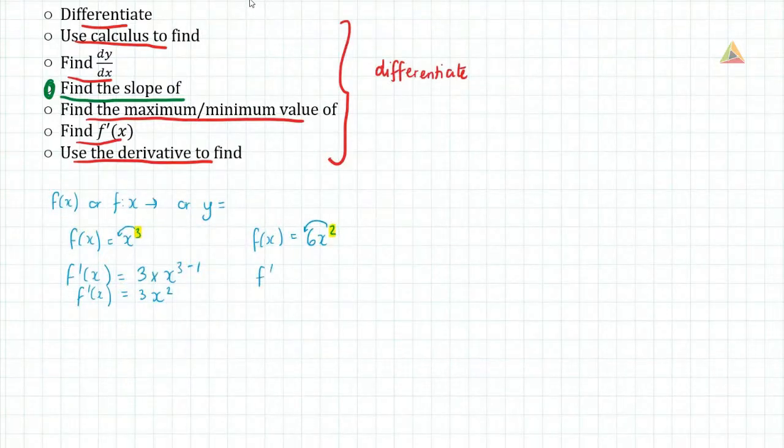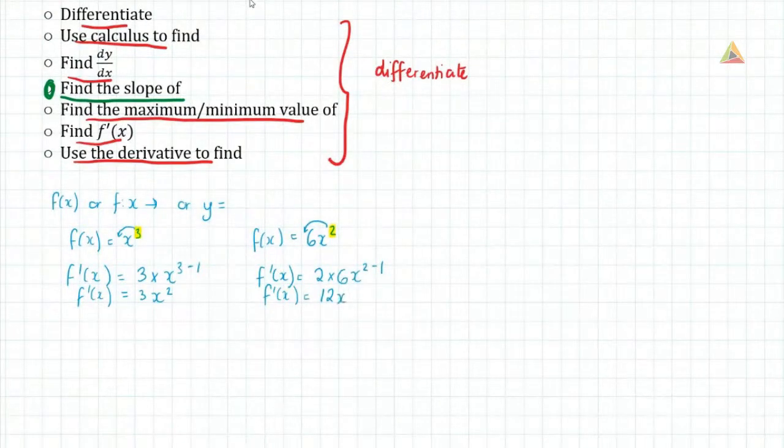So I'm going to say f dashed of x is equal to 2 times 6x to the 2, and then I reduce my power by 1, so minus 1. So bring the power to the front as a multiply and reduce the power by 1, so take away 1 from your power. So this time I'm going to get f dashed of x is equal to, so I have a 2 multiplied by a 6, so that gives me 12, and x to the 2 minus 1 is x to the 1.